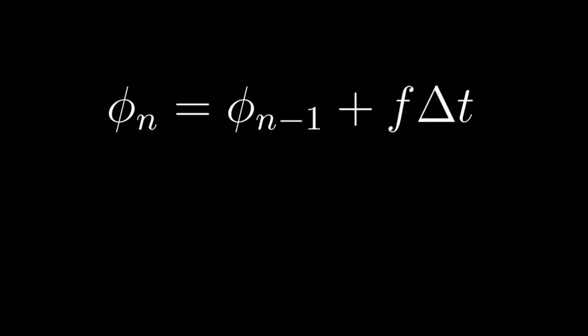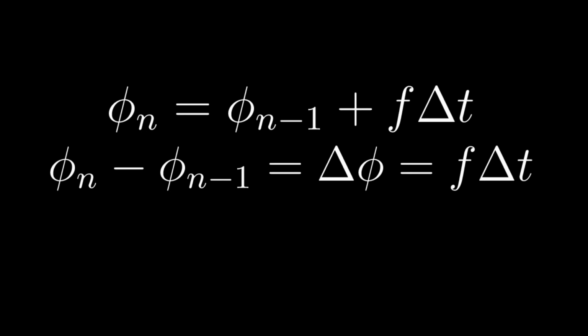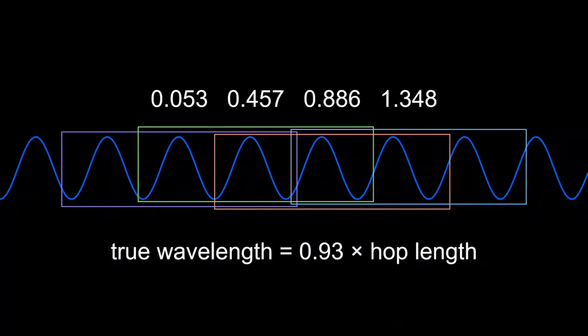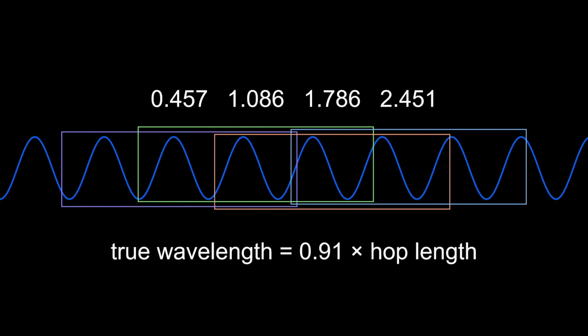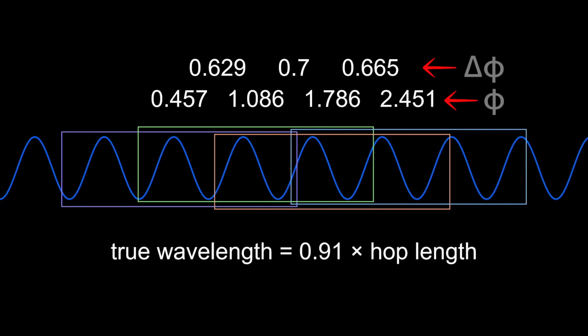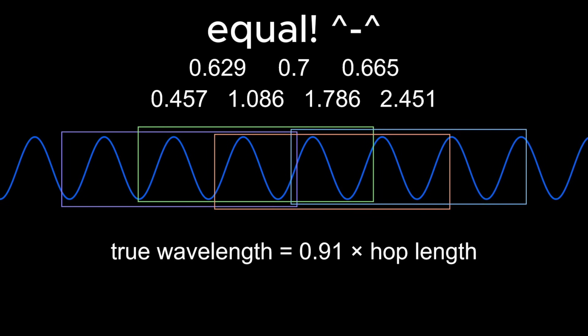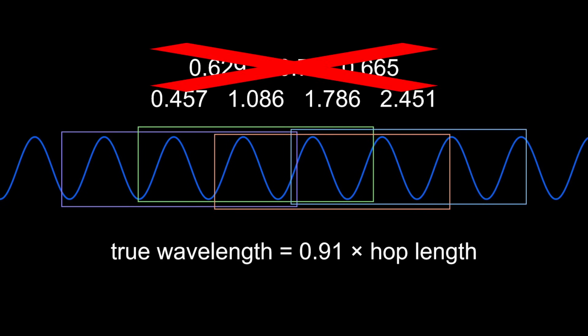You can think about it like this. The phase of the nth window should equal the phase of the previous window, plus the true frequency times the hop length. But the hop length is constant, so the true frequency directly correlates with the phase difference. So when we increase the frequency, the phases should follow an increasing linear pattern. That is, the difference between the phase of the current window and the phase of the previous window is the same. The keen among you may have noticed that these differences are not in fact the same.